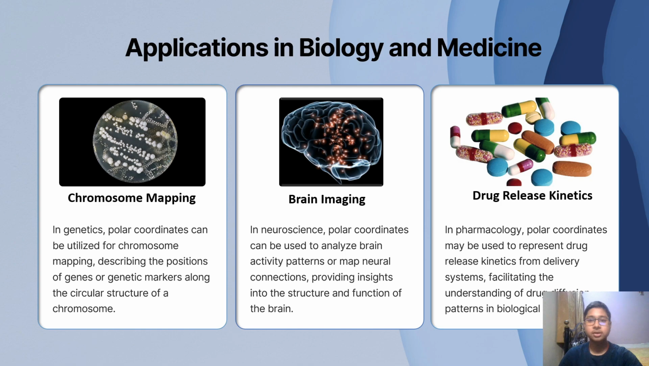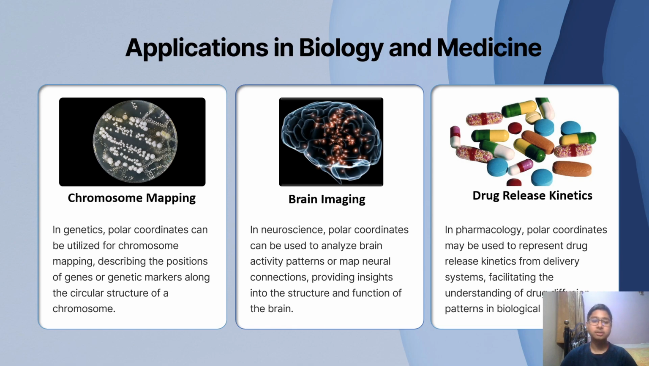Applications in biology and medicine. Polar coordinates also find applications in the field of biology and medicine, providing a convenient representation for phenomena with circular or radial aspects. In genetics and cytology, polar coordinates can be used to analyze and describe the structure of chromosomes. The centromere position, arm length, and other structural features of chromosomes can be represented using polar coordinates, aiding in the study of genetic material.